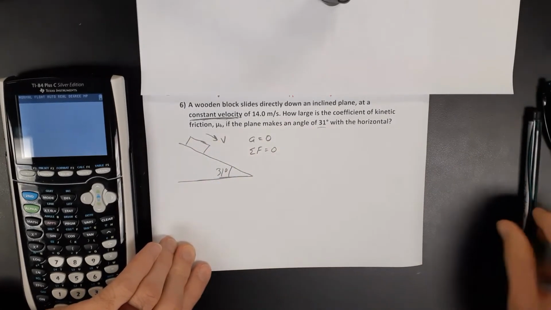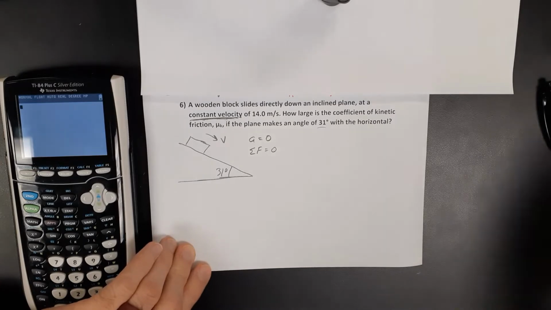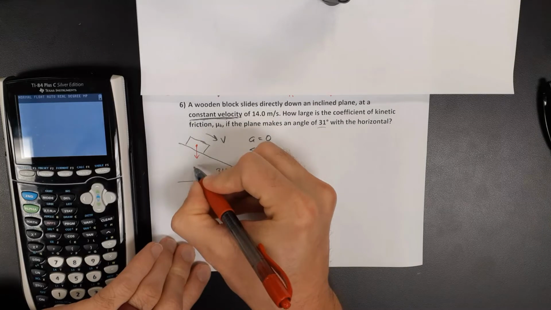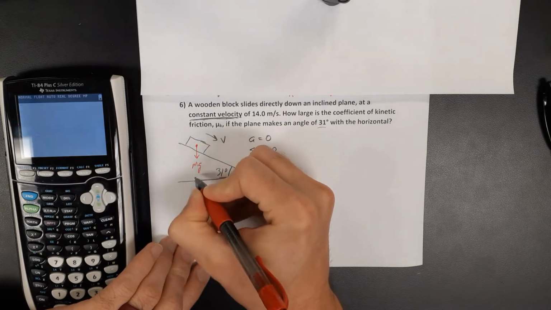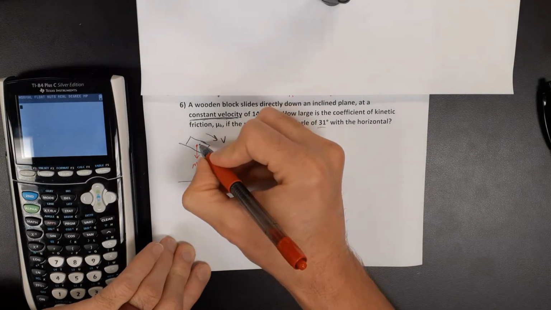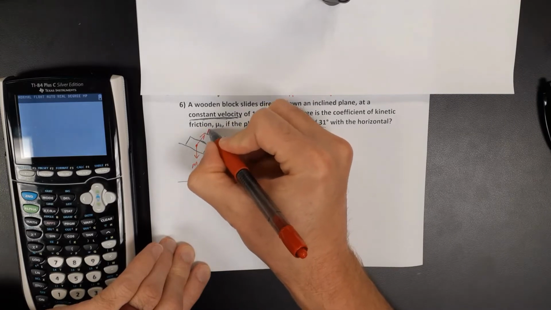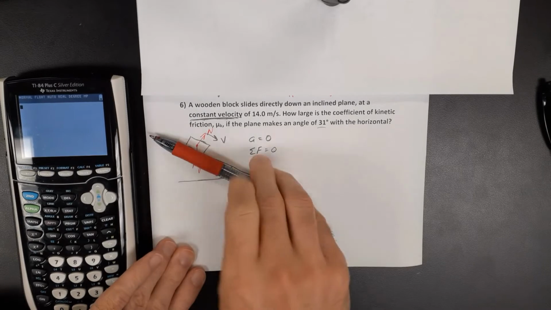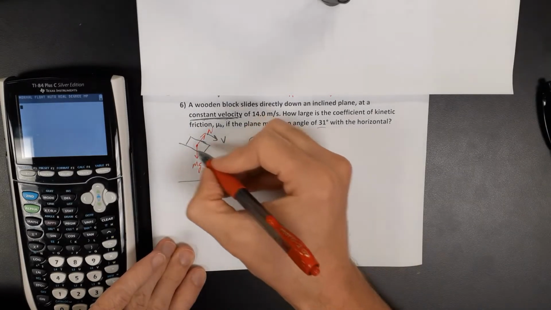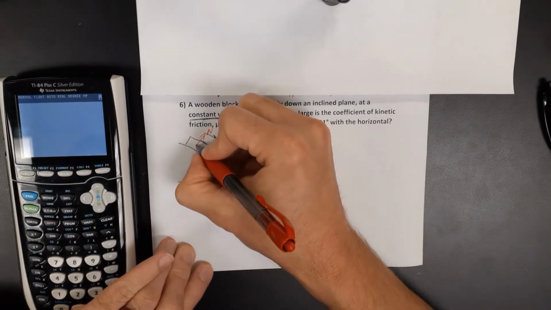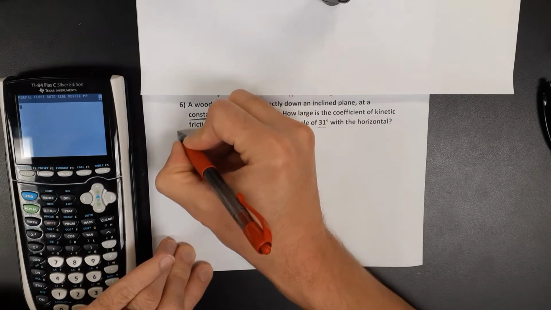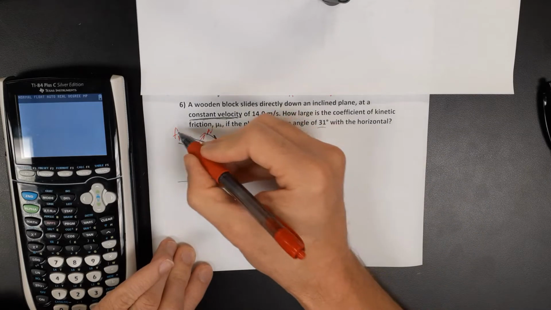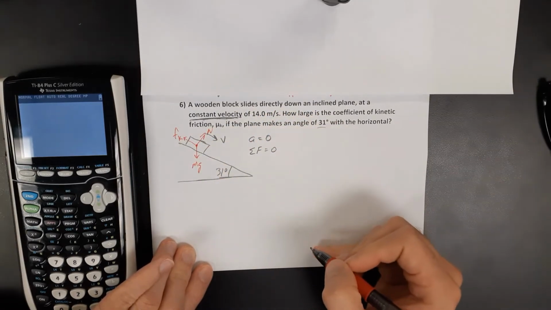Well, what forces do affect this block here? We're going to have a force of gravity that's going to point straight down towards the center of the earth. We're going to have a normal force. That normal force must be perpendicular to the surface of the ramp. If we're sliding down the ramp, then we're going to have kinetic friction pointed back up the hill. Friction is always opposing our motion.